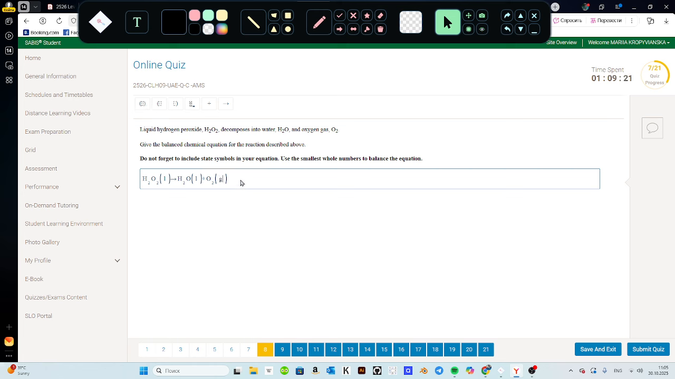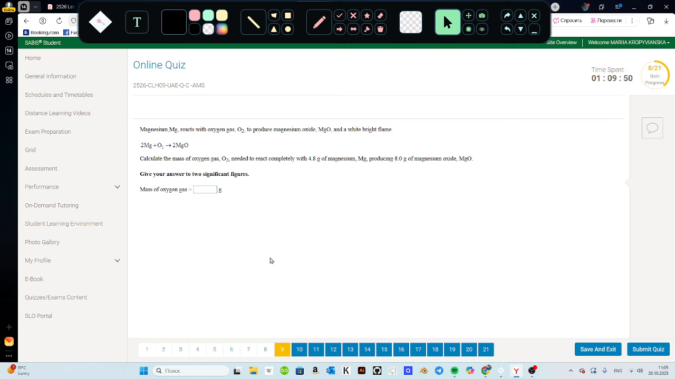Okay, this is not balanced. To balance it, we should check the number of hydrogen atoms on one side and on the other side. Here we don't have a 2, so we of course should add a 2 over here, but now it gets to 4, and in total there are also 4 atoms of oxygen, so here it's going to be 2. So we just balance it the way we check how many atoms of each element there are.